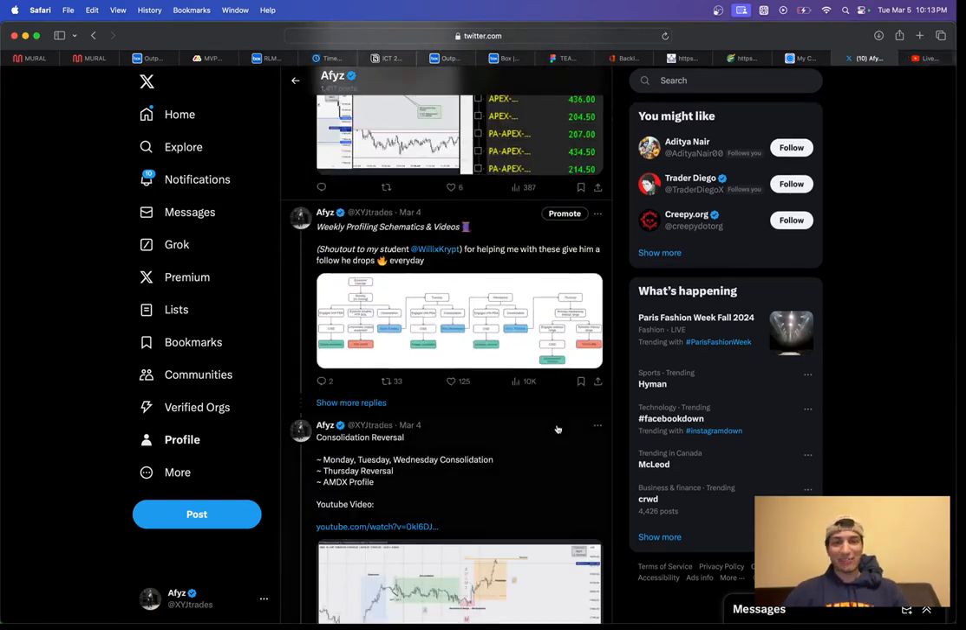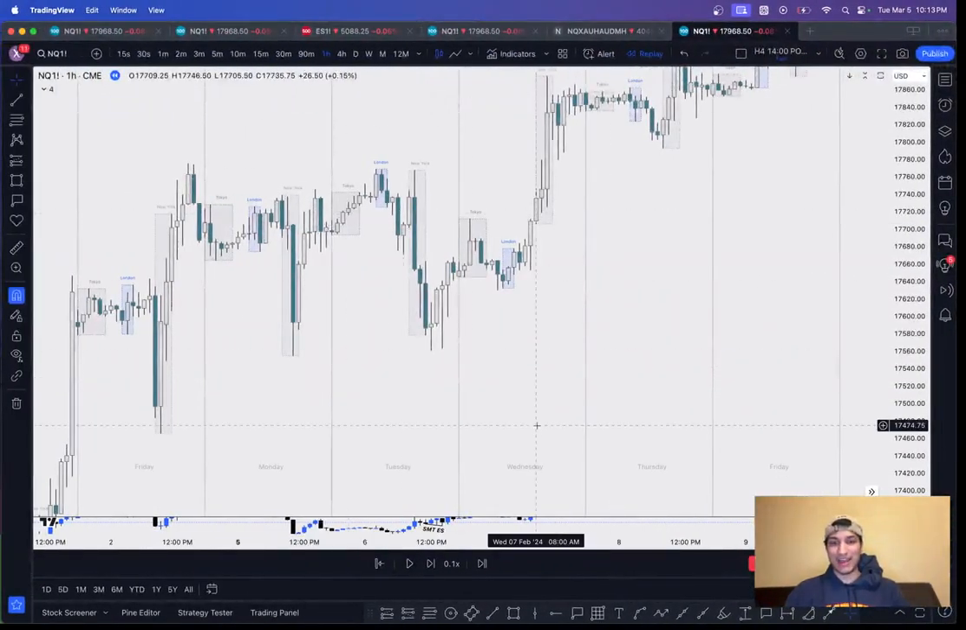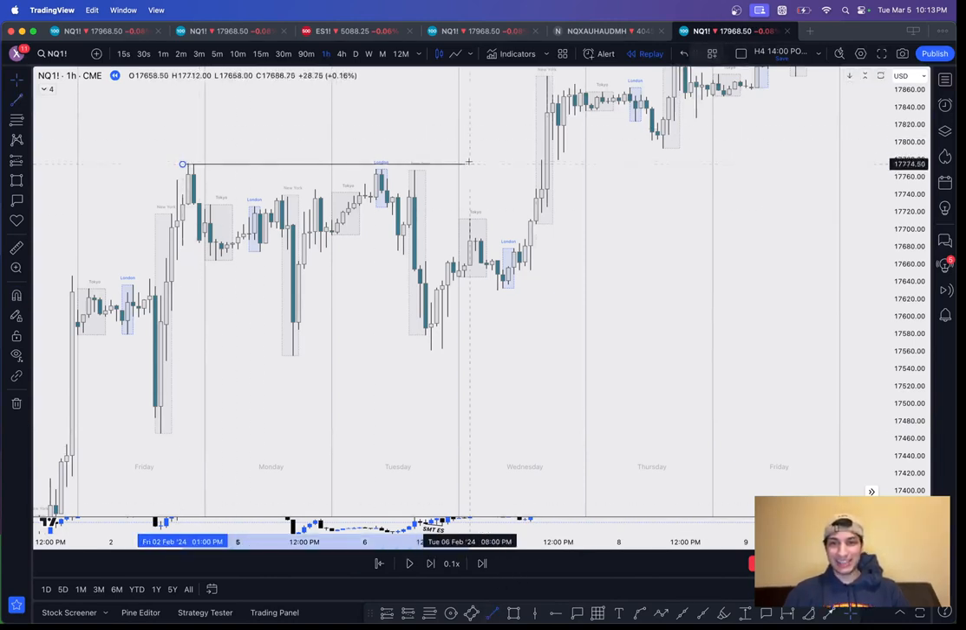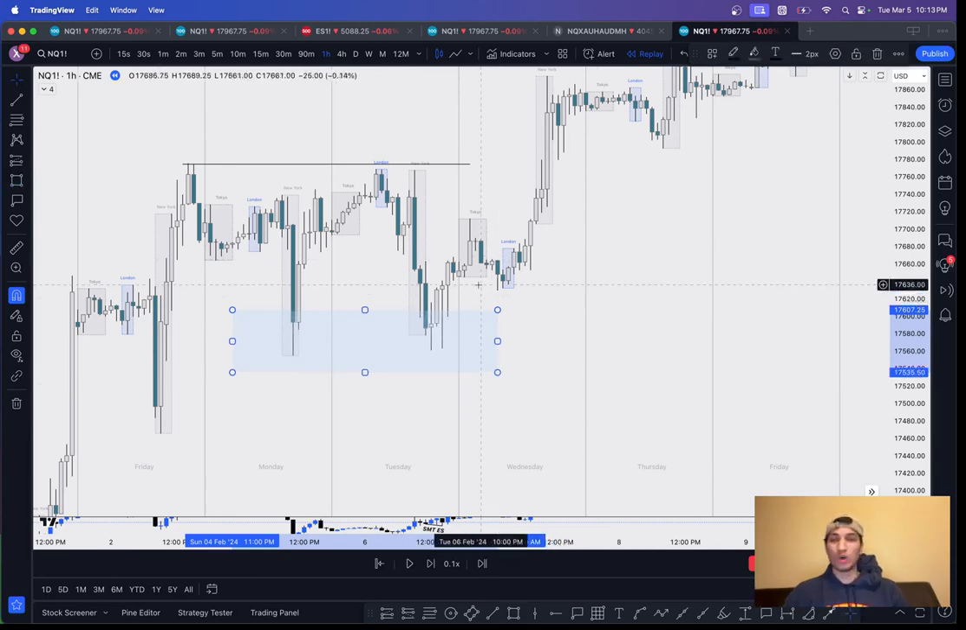And you'll see every part of my analysis is simplified and starts with a line and a box, right? On 3 different time frames. And then we add in a whole bunch of confluences.